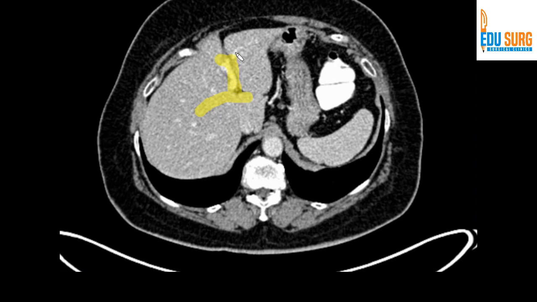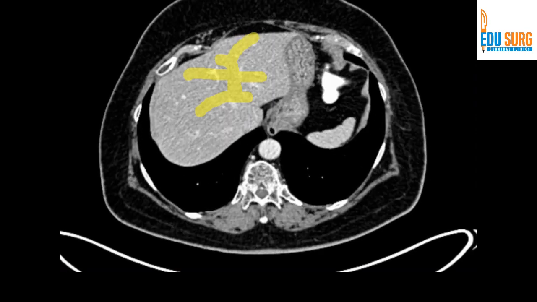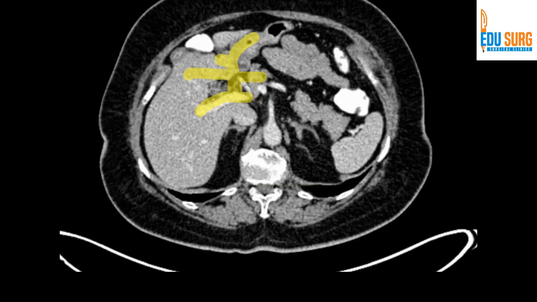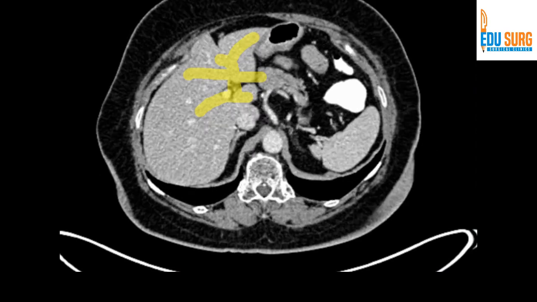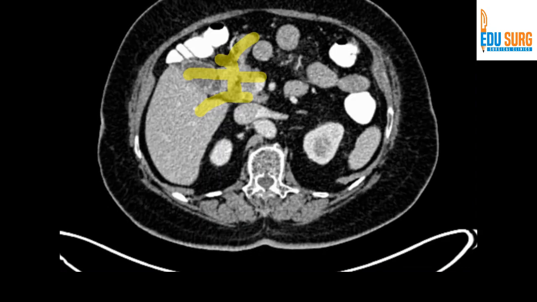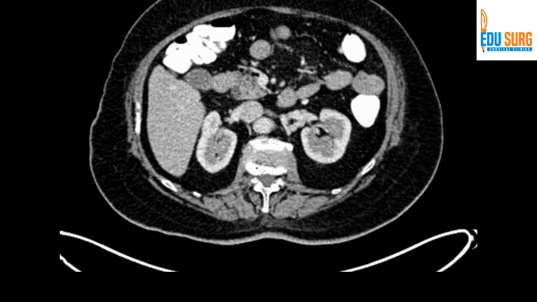You will also see the left portal vein, which I am marking now. You will see branches to segment 2 and 3 and branches to segment 4. This is how the left portal vein is going to branch, right? And you see the right portal vein, which gives segment 7 and 8 superiorly and 6 and 5 inferiorly. So these are the branches of the portal vein.